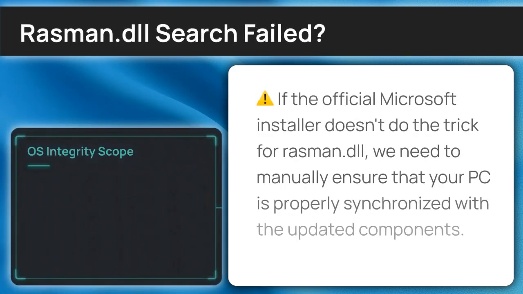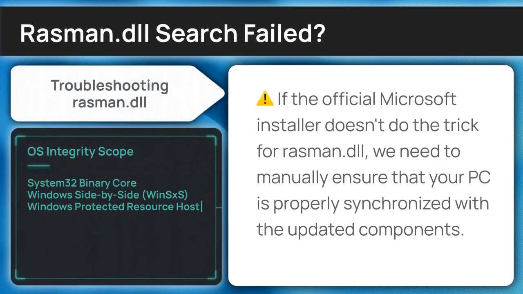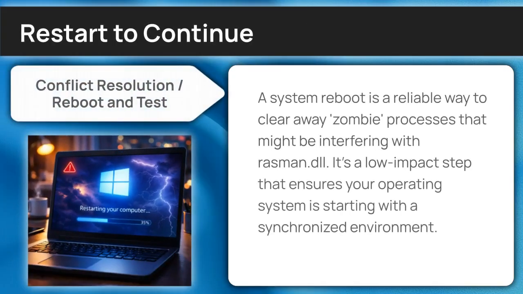If the application still won't initialize, we need to shift our focus to how the Windows loader is interacting with the library. A standard restart allows the Windows bootloader to rescan your system directories and potentially recognize an unregistered Remote Access Connection Manager component.